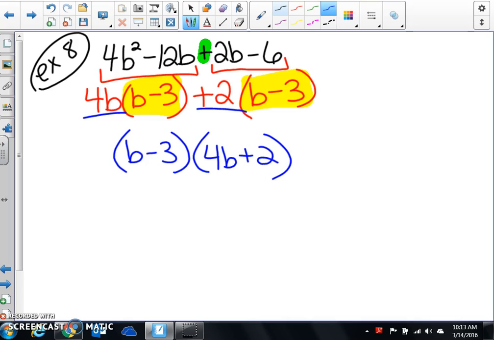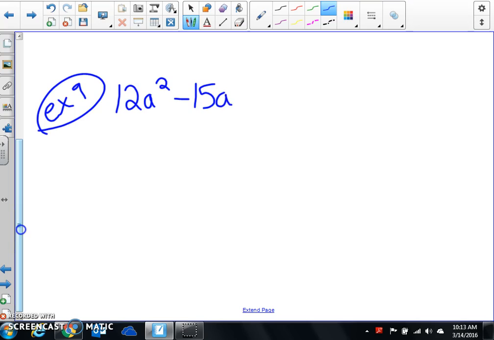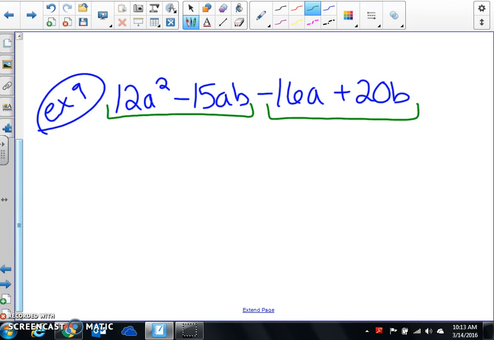Let's do one more. Here, example 9. 12a squared minus 15ab minus 16a plus 20b. All right, so I have 4 terms, so I break it up into 2 groups. 12 does not go into 15, but 12 is 2 times 6, 2 times 3. 2 doesn't go into 15, but 3 does, so I can take a 3 out.